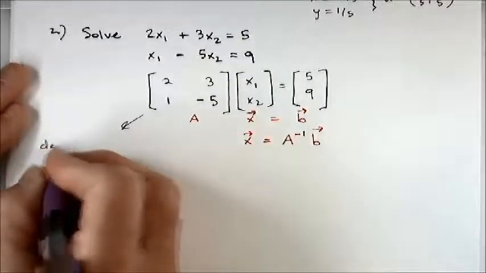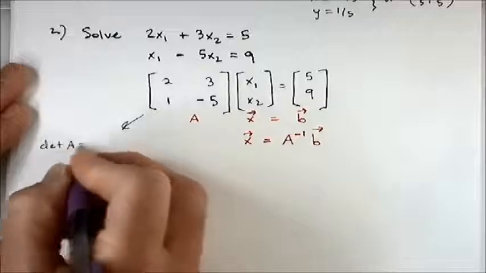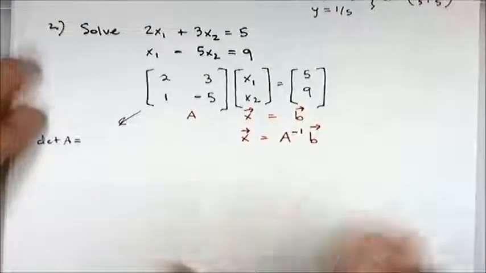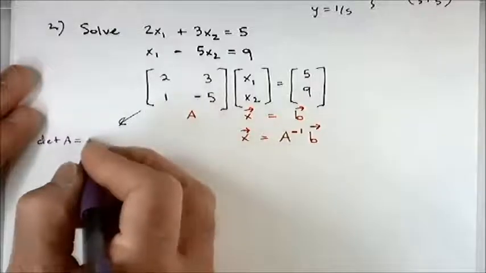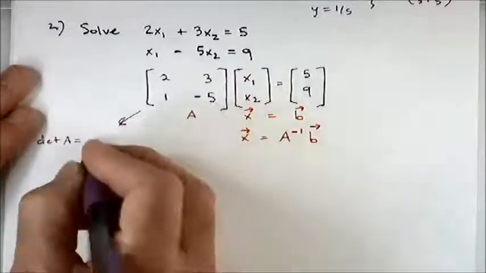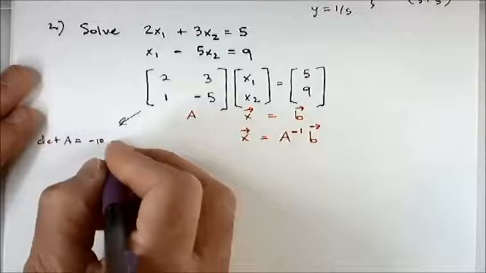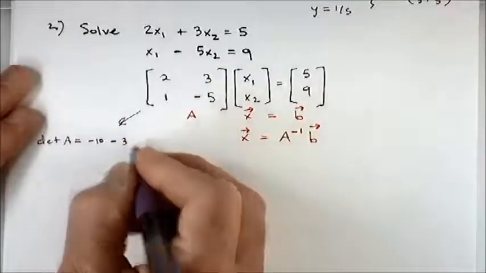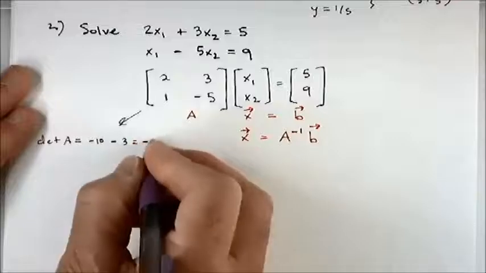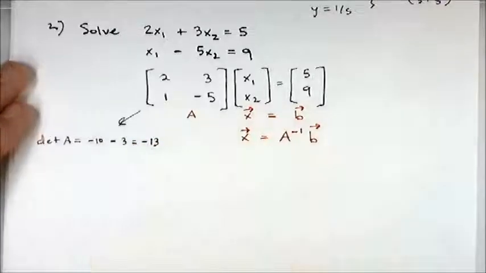First thing we want is the determinant of A. And the determinant of A, again, is just the product of your main diagonals. So 2 times -5 is -10, minus the product of your off diagonal, 3 times 1, which is 3. So that gives me -13.